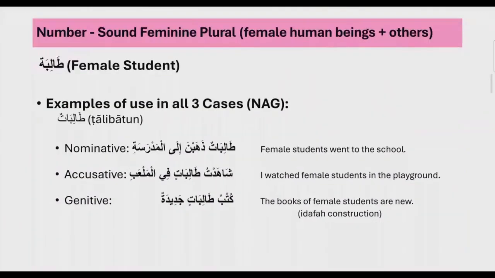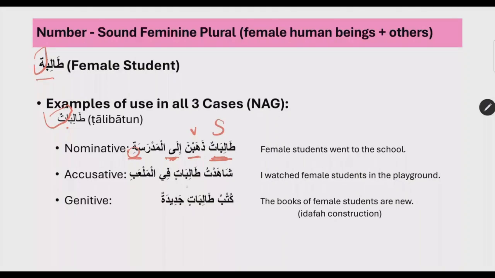The sound feminine plural refers mainly to female human beings and sometimes to other things as well. So here's an example, talibatun. With this ta marbuta, you notice it changes to the taliba, and then you add an atun at the end, talibatun. Here's an example of talibat in a sentence where female students went. This is your verb. Here's your subject, the doer of that sentence. And what did they do? They went to the school. The verb, the subject, and then the remaining part, because of the preposition here, this became genitive.